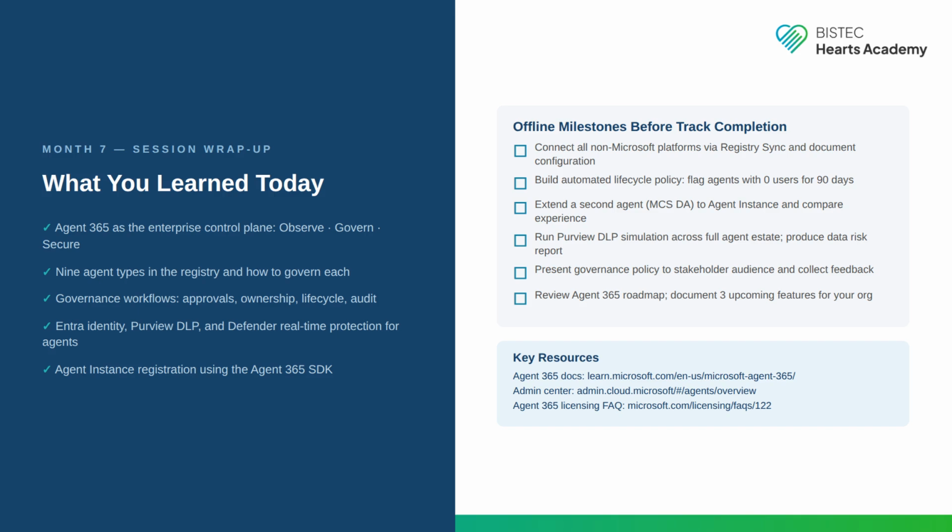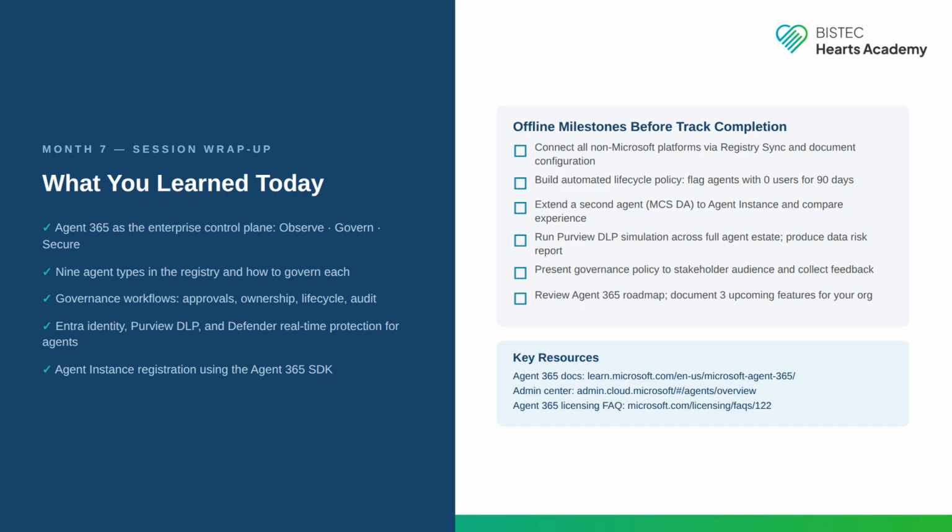Connect all non-Microsoft platforms via registry sync and document the configuration. Build an automated lifecycle policy that flags agents with 0 active users for 90 consecutive days. Extend a second agent, specifically an MCSDA type, to agent instance and document how the experience differs from the MCSCEA you registered in session. Run a Purview DLP simulation across your full agent estate and produce a data risk report covering every agent.